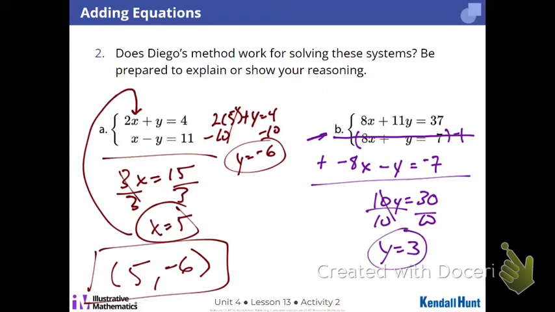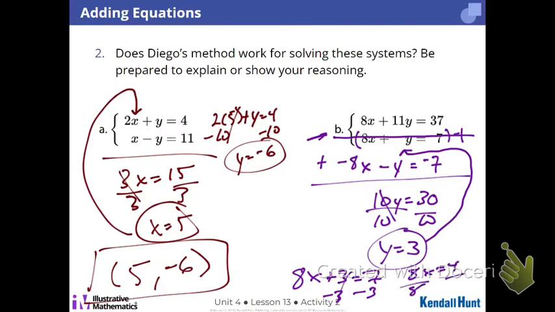Once I know y is 3, here's why I like to keep that original equation. Once I know y is 3, I can put 3 into this equation because these two equations are the same. So 8x plus 3 needs to equal 7, which means 8x equals 4, which means x is 1/2. So the point that these two lines cross is 1/2, 3.